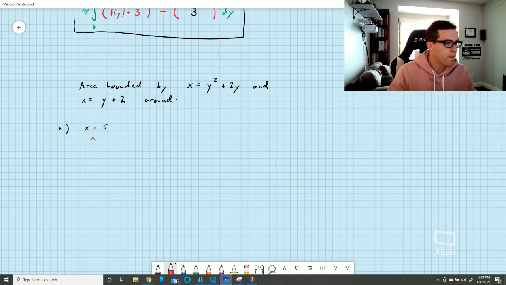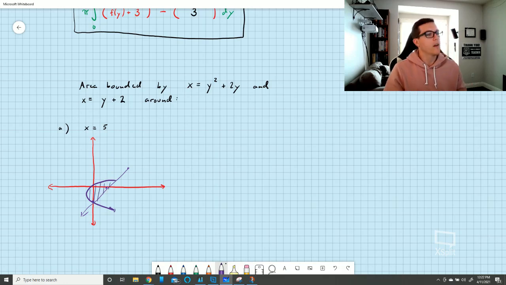Okay. So it looks like something kind of like this. It goes through -2 and 2. And then it intersects up here. Like that. Good enough, okay? That's the area we're looking for.